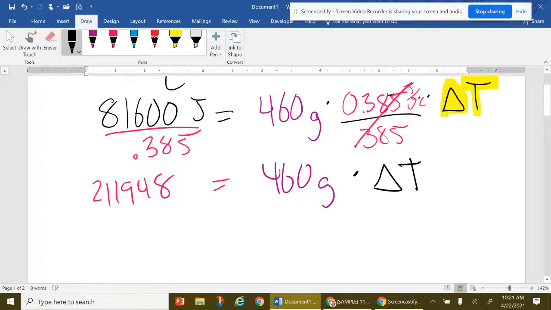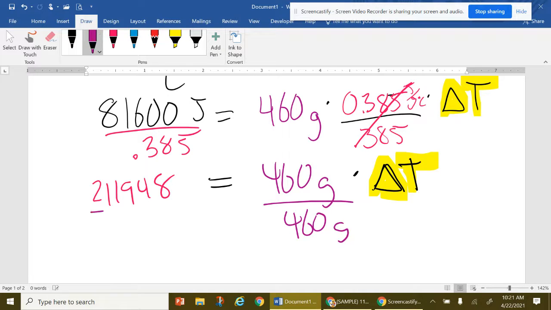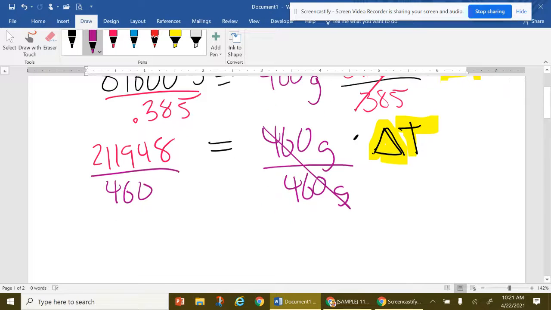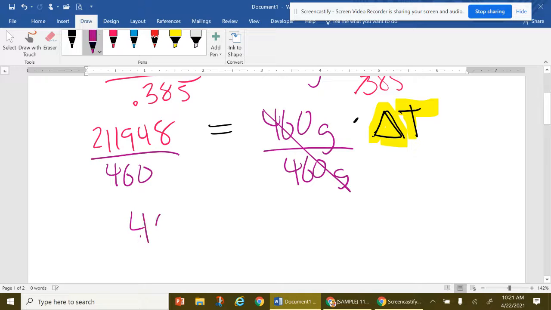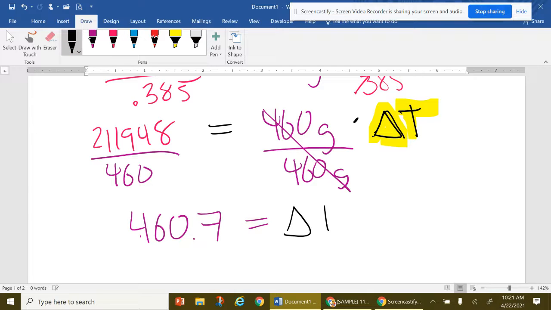Well, guess what, guys? We're still not done yet, okay? Because we have to get the temperature change by itself. This is algebra, all right? It's being multiplied by 460, so we have to divide both sides by 460 grams. Okay, so 211,948 divided by 460. Oh, does this work out? I get 460.7, and that's equal to the change in temperature.